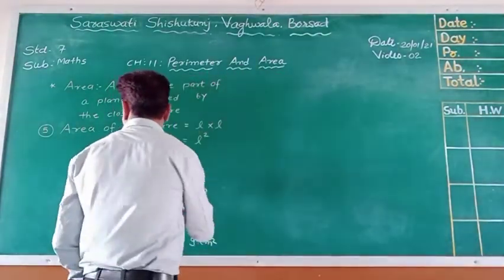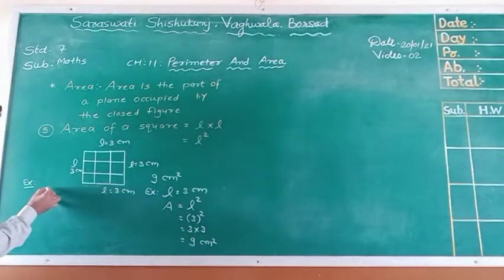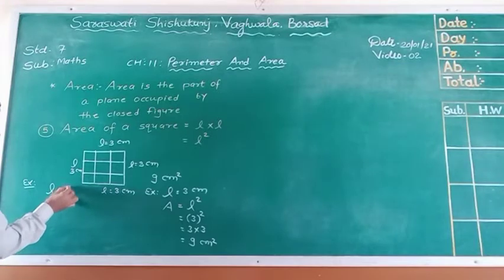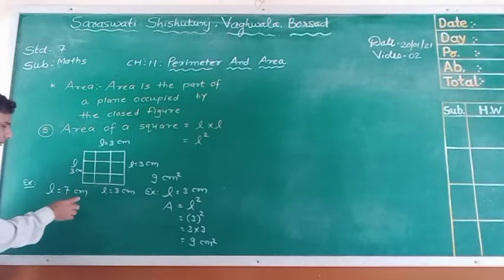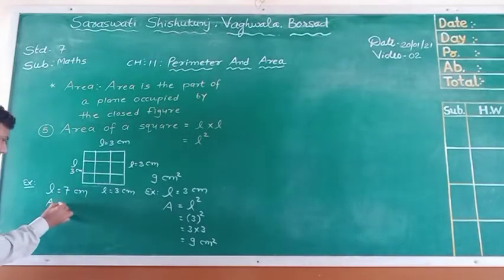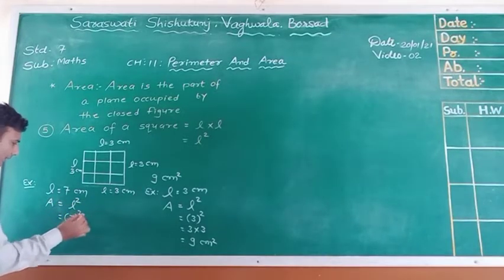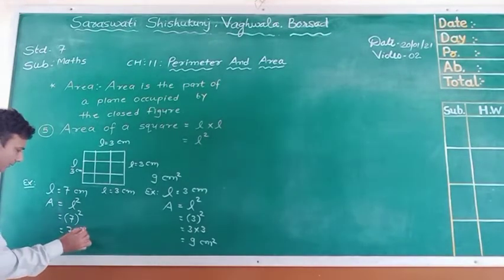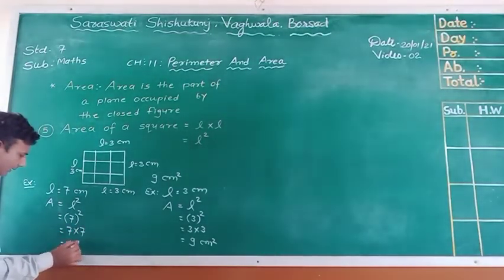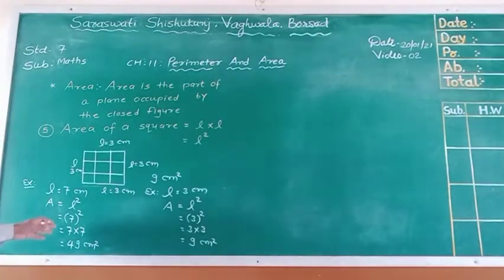See another example. Suppose in a square figure the side length is 7 cm given, and we want to find its area. Simple, area equals L square. L measurement is 7, square, 7 into 7, 7 sevens are 49 centimeters square. So we can apply this method to find the area of a square.